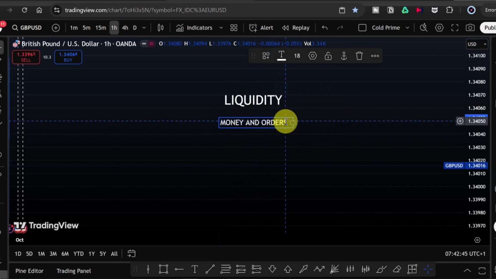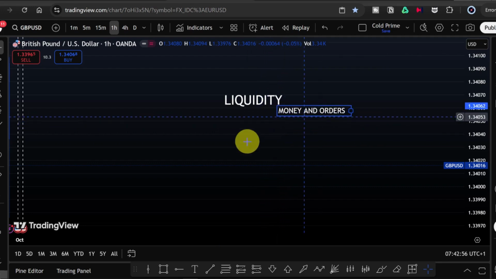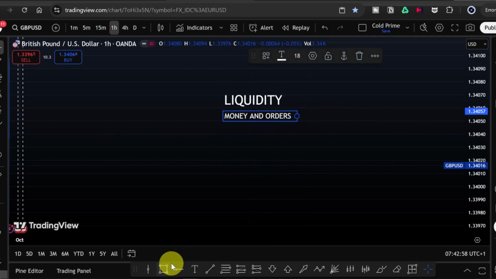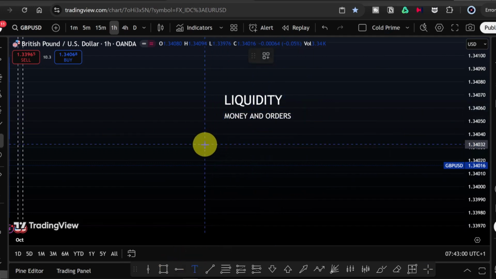So now this liquidity, how do you spot this liquidity on the chart? Now liquidity always comes at zones, zones and key levels. Okay, zones and key levels. It's as simple as that.